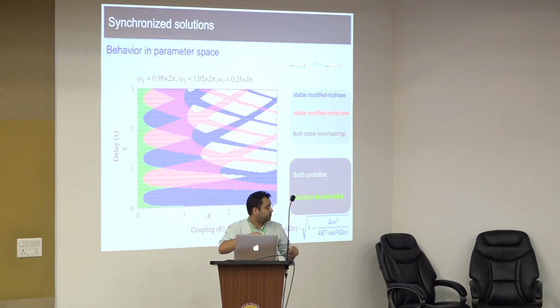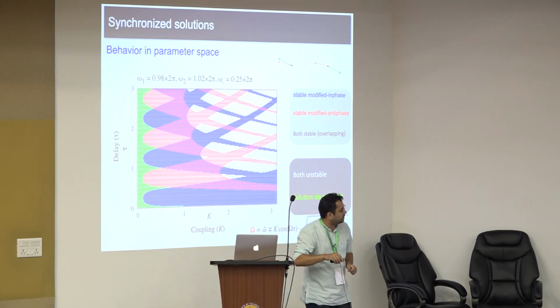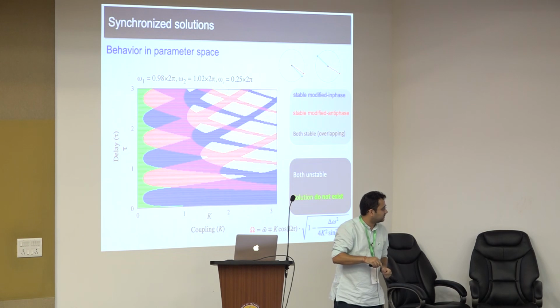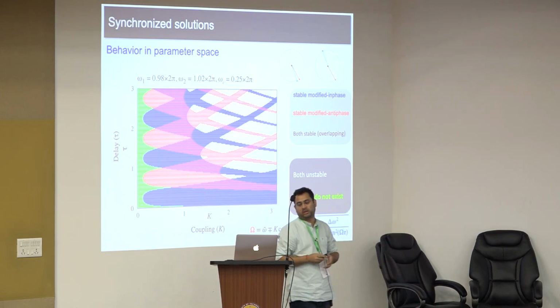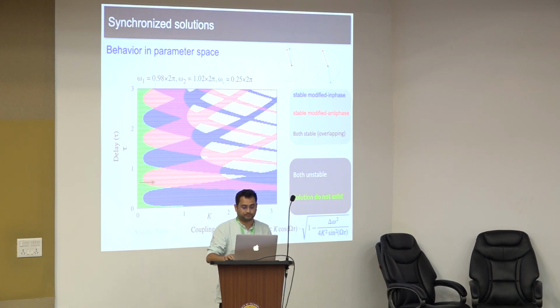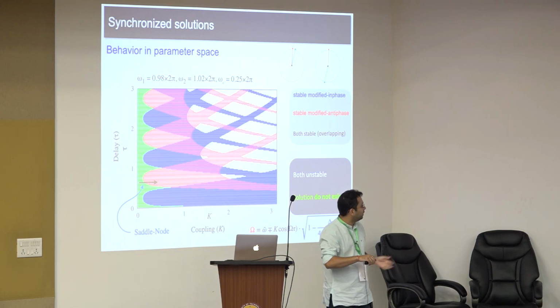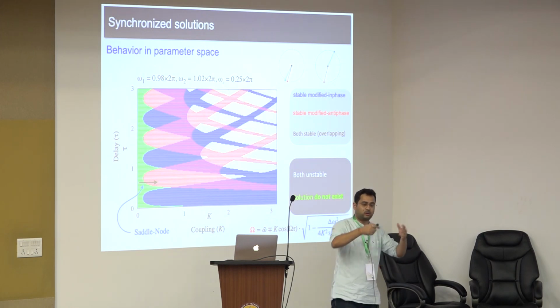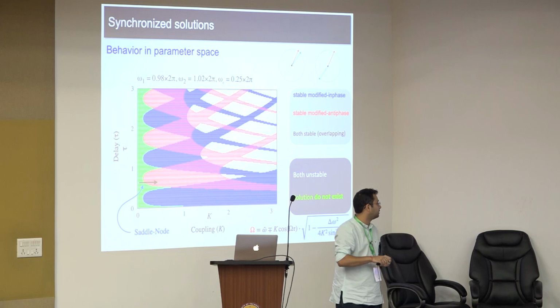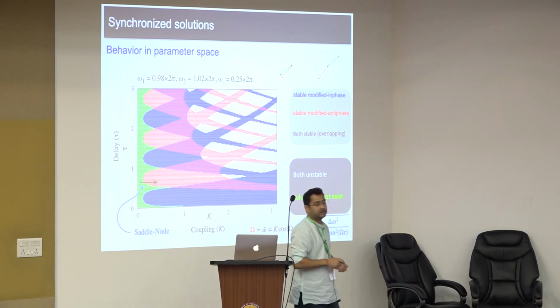This can be understood from the form of the solution. If the value inside this square root is negative, then we don't have any synchronized solution. And the transition from the no-synchronization region to the region where we have the synchronized solution takes place via saddle-node bifurcation.